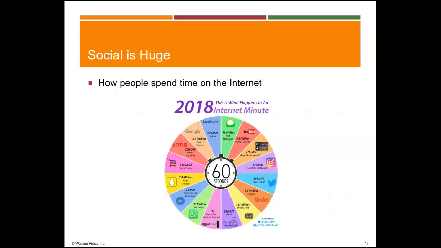So, social is huge. This is from 2018. How people spend time on the internet. Look at this graph and think about it. If you were to flash forward 6 years ahead, which is 2024, right? Think about what changes you would see in all of these applications. Do 2.4 million people still utilize Snapchat, or are there more than that? If you look down here at Twitter/X, does that represent the current amount of users?